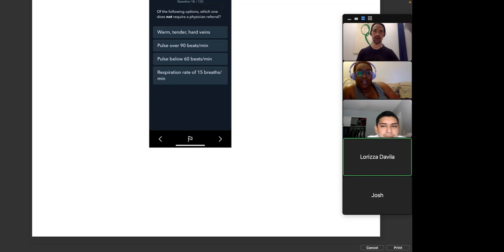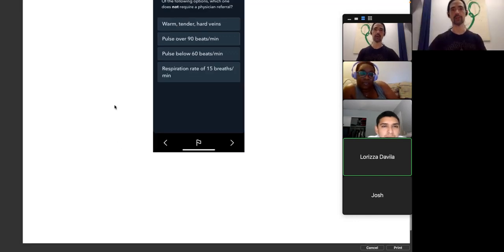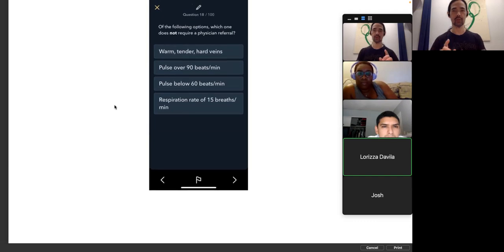Okay, slide 5 of 52. Of the following options, which one does not require a physician's referral? Which condition does not require a referral from a medical doctor? Warm, tender, hard veins, a pulse over 90 beats per minute, a pulse below 60 beats per minute, or a respiration rate of 15 breaths per minute. Which one does not require a physician's referral?